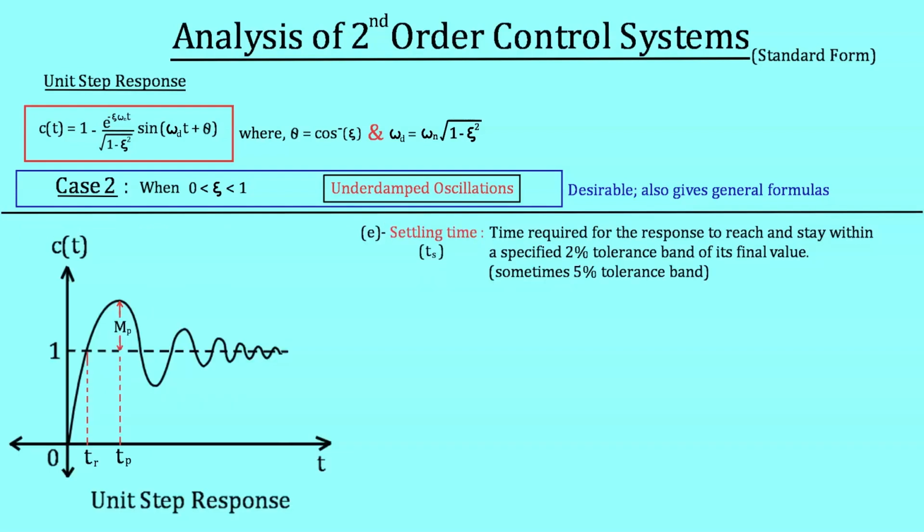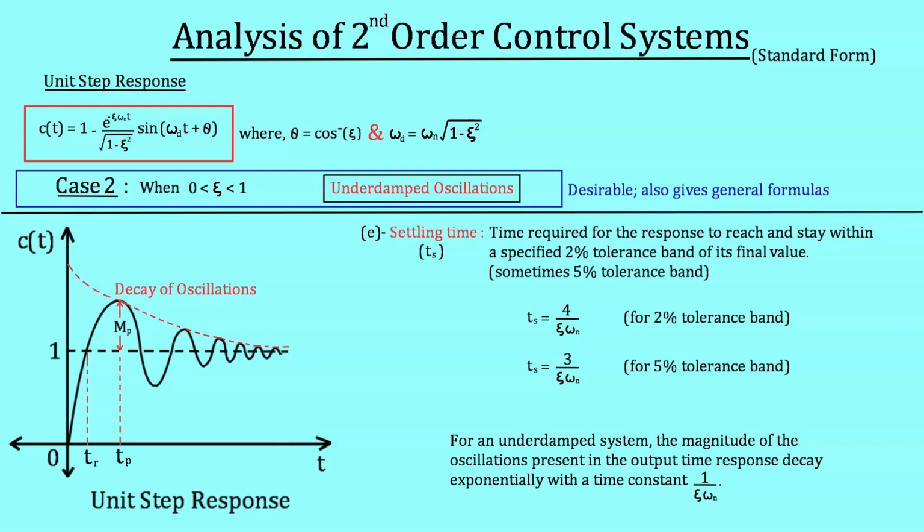Now let's see the next parameter, which is settling time. It is the time required for the response to reach and stay within a specified 2% tolerance band of its final value. The approximate formula for settling time is equal to 4 divided by zeta into natural frequency omega n. This formula is meant for 2% tolerance band only, and if we have to find the settling time for 5% tolerance band, then the formula is equal to 3 divided by zeta into natural frequency omega n.